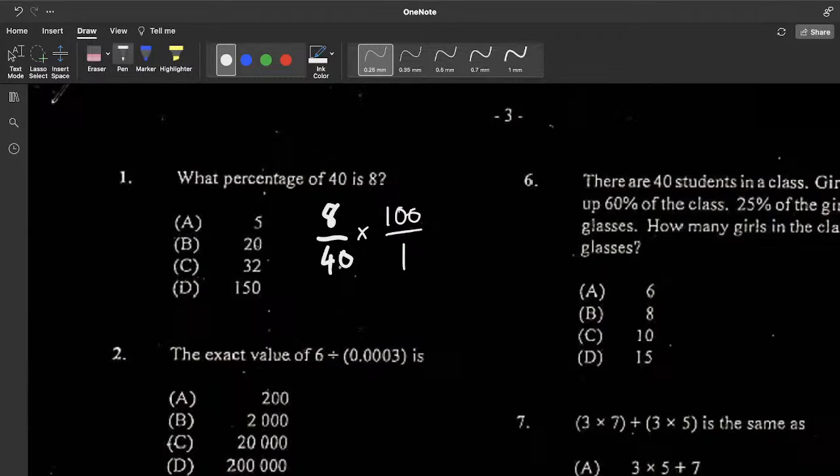So 10 could go into 40 4 times. 10 could go into 100 10 times. We also have 4. 4 could go into itself once. And 4 could go into 8 twice. So if we multiply this out, we'll be left with 2 times 10, which is 20. And then this here, we'll be left with 1 times 1, which is 1. So our answer would be 20.